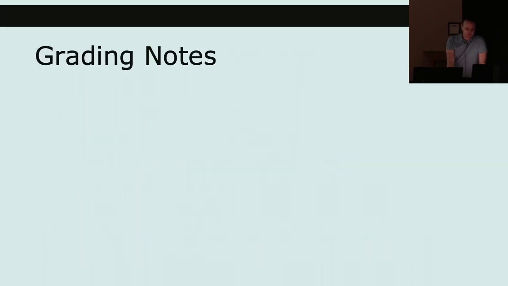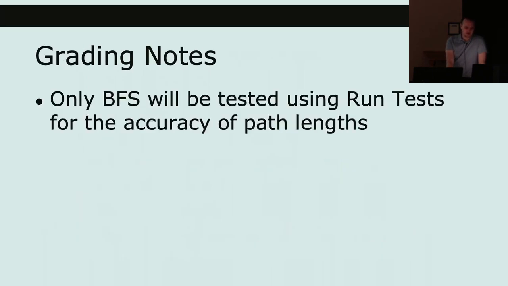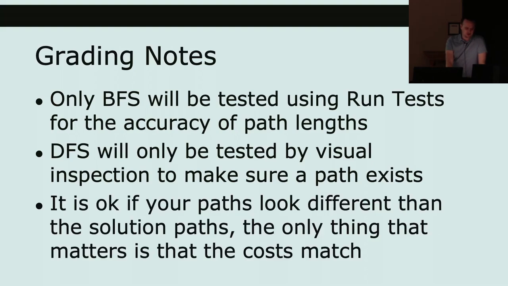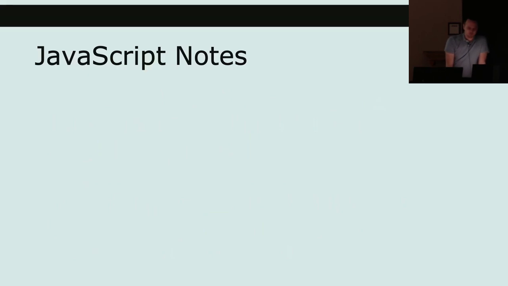Okay. Some grading notes. Only BFS will be tested using the run tests. DFS will only be tested by visual inspection to make sure a path exists. It's okay if your paths look different than the solution paths. The only thing that matters is that the costs are the same, right? Because we can go right then down, or we can go down then right. The way that those two are generated depends on the order in which you iterated through the actions, which doesn't matter to me. Okay? The only thing that matters is that you got an optimal path, not the same optimal path.